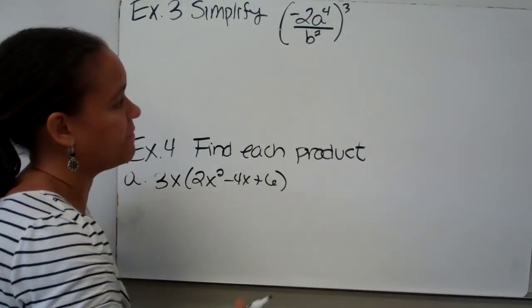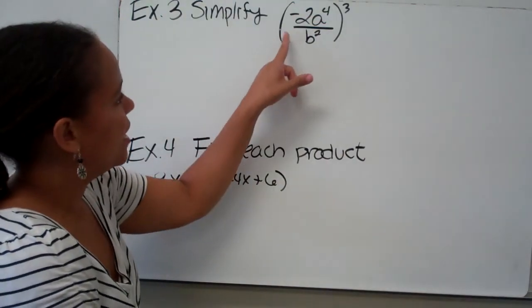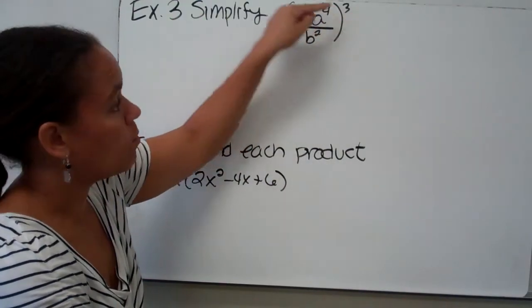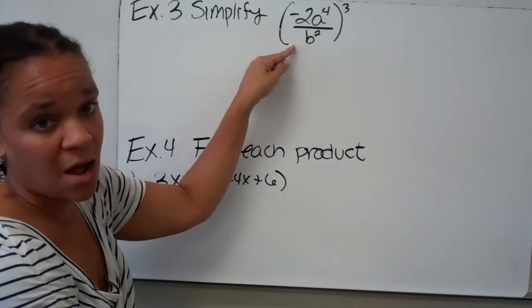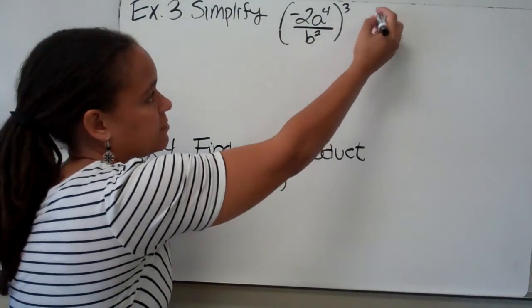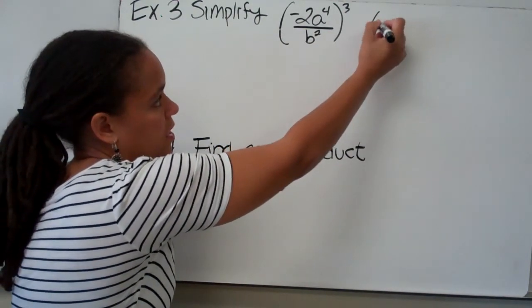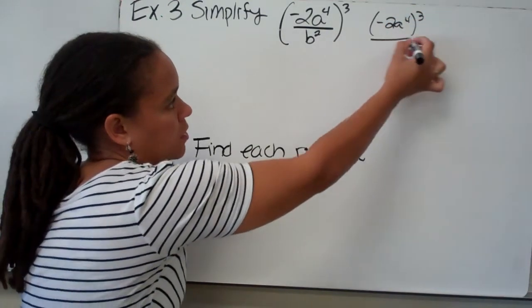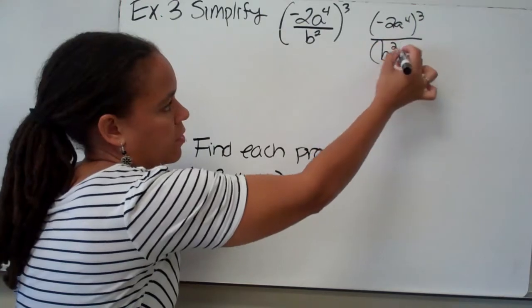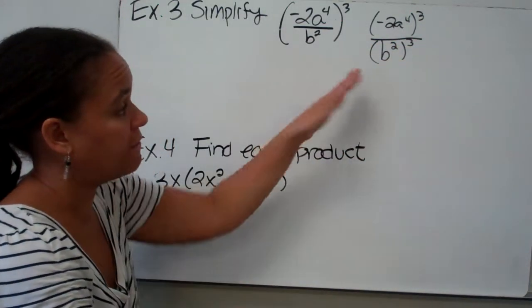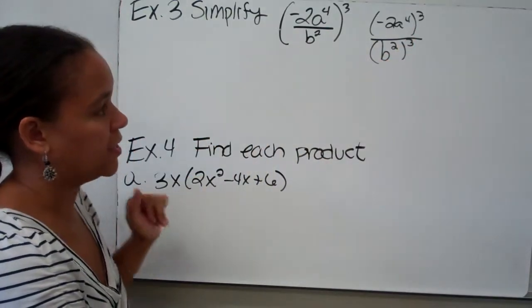Alright, let's simplify. If we have a quantity inside and we need to cube it, remember the numerator and the denominator are both going to be cubed. So what this really means is (-2a^4)^3 over (b^2)^3. Now, of course, it's not simplified because we have powers to powers, we have all kinds of stuff we can do.